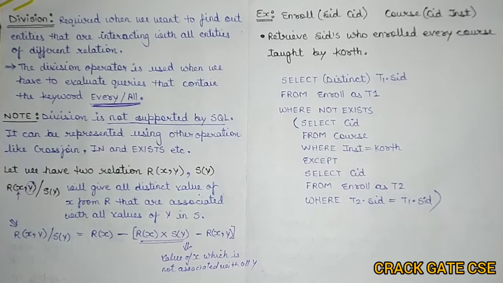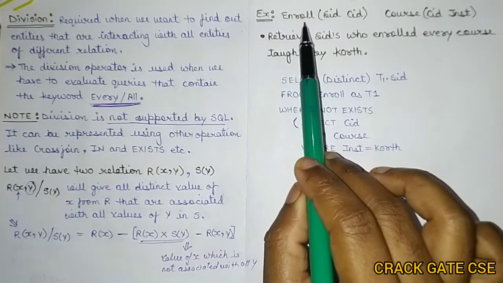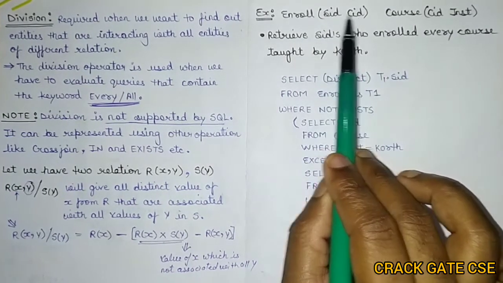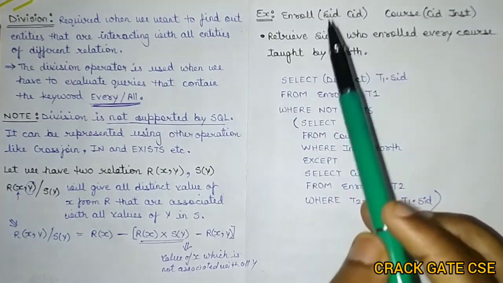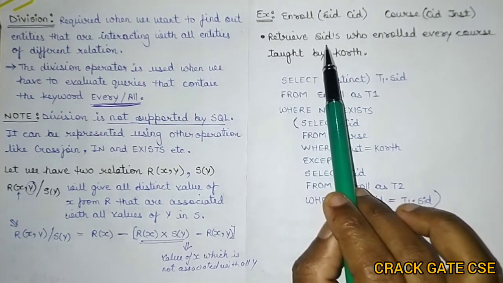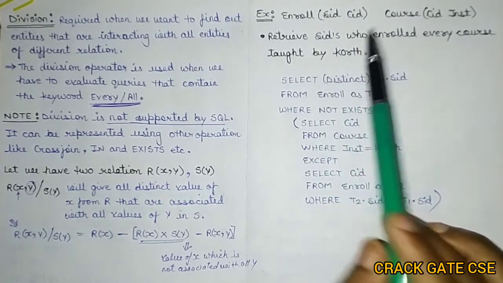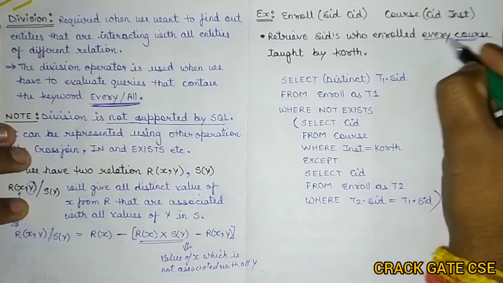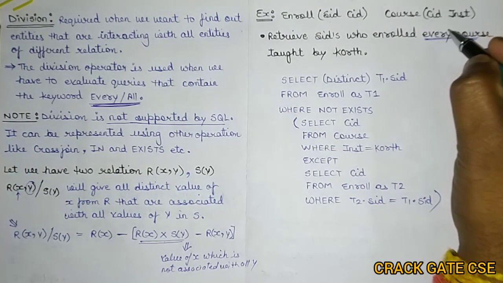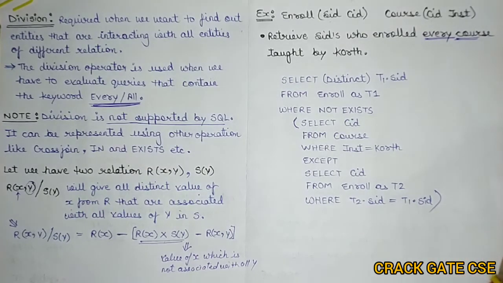Now I am having an example, and from this example let's try to understand how we can formulate a query using an SQL statement for performing the division. So first of all, I am having two tables, enroll and course, with some attributes which are student ID, course ID and instructor. Here I have to retrieve the student ID who enrolled in every course taught by course. So you can see that there is the hint. Every course is the hint. That means this "every" tells you that we have to perform the division operator, right?